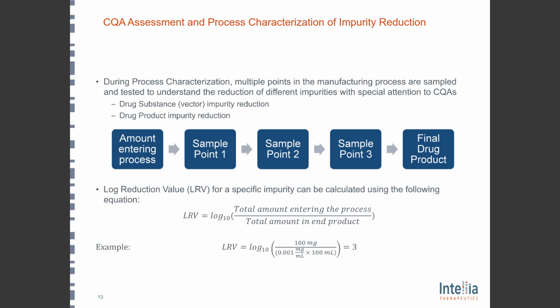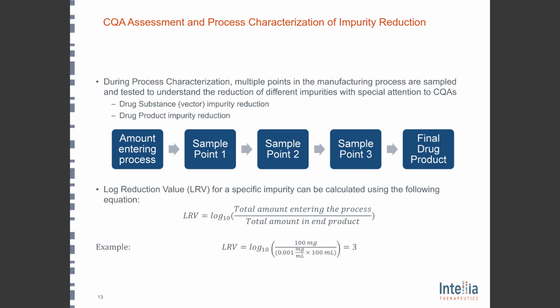One way to really characterize the reduction of any impurity is to calculate your log reduction value, and that can be done using the calculation below. So your log reduction value, or your LRV, is calculated using a log base 10 of the total amount entering into the process divided by the total amount in the end product.